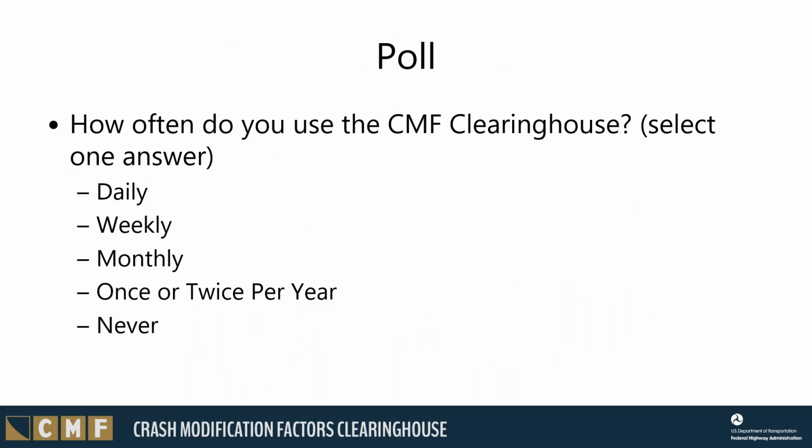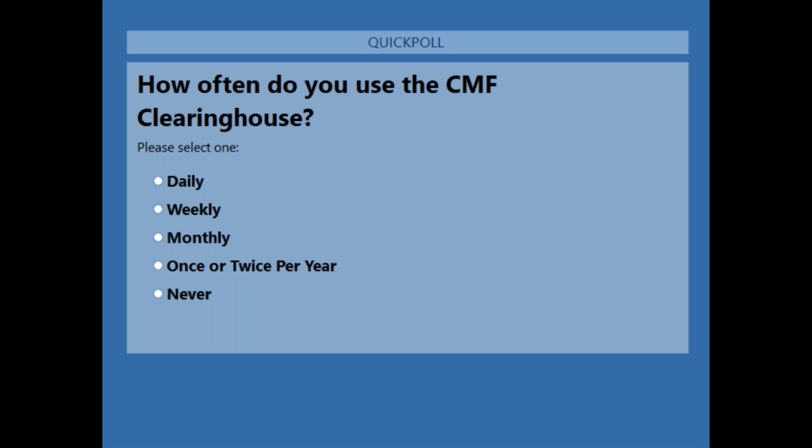Before we move any further, we have a poll question that you should be seeing on your screen shortly. Maybe Kelly, you can pull that up. The question is, how often do you use the CMF Clearinghouse? You have 5 options to choose from: daily, weekly, monthly, once or twice per year, and never. Maybe we'll give you a bit more time to record your responses.